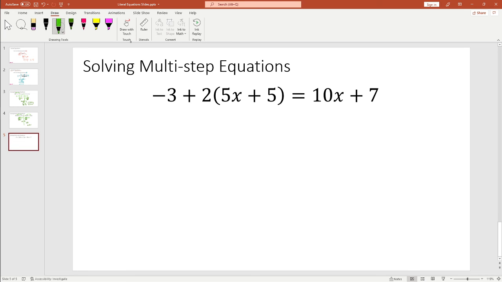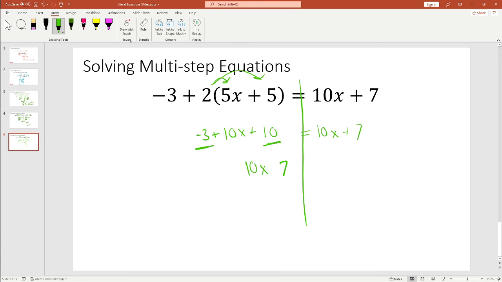Let's just look at one more. I'm going to draw a line down my equal sign, do some distributive property. I end up with 10x plus 10. And then this negative 3 is going to come down for the ride. Same with this 10x plus 7. Combine our like terms. I've got negative 3 plus 10 to get 7. And then 10x can't be combined with anything, and these can't be combined with anything either.